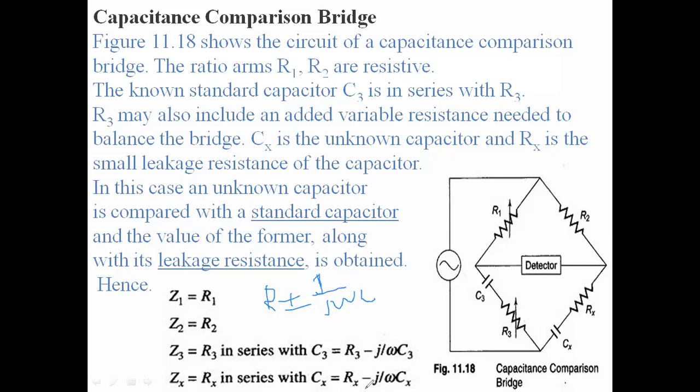Similarly, for the unknown capacitance value, its impedance is represented as Rx in series with Cx, that is Rx minus j by omega Cx. Like this we can get Z1, Z2, Z3, Z4. In place of Z4 we have the unknown capacitance, and for that impedance we consider Zx.